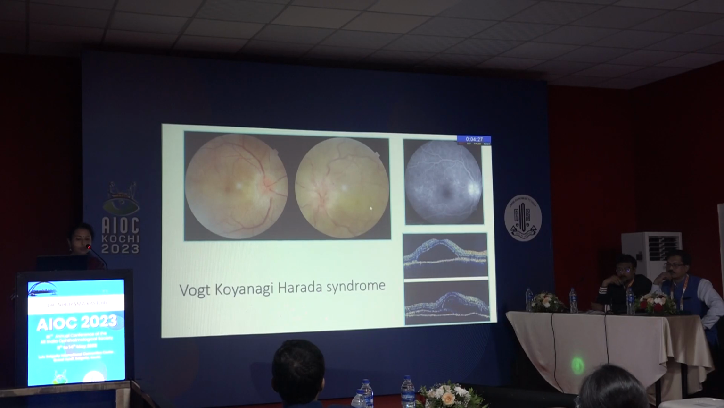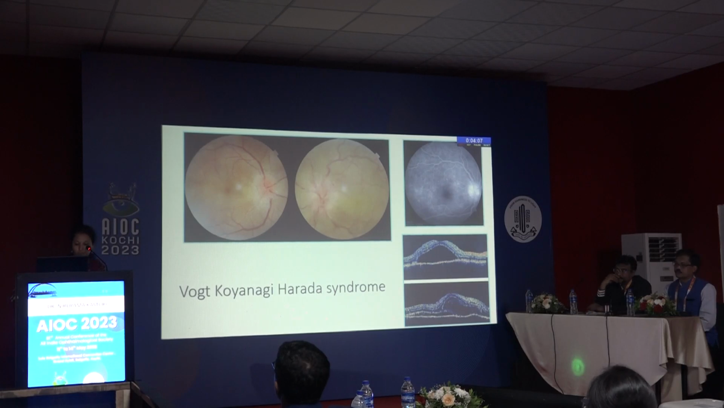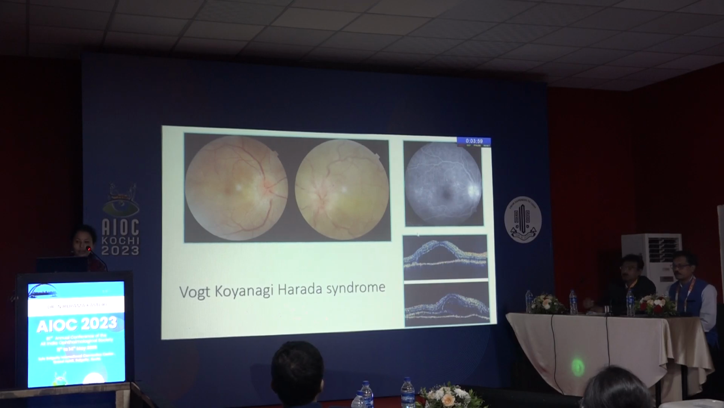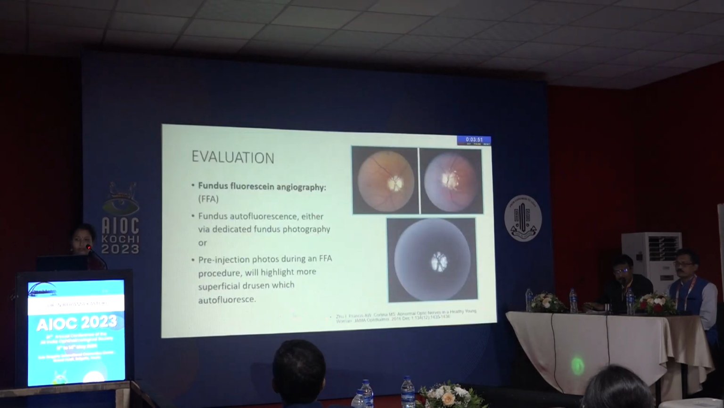So sometimes Vogt-Koyanagi-Harada syndrome can present with bilateral disc swelling. So it is important to dilate and look at the periphery of the fundus, because sometimes I have seen postgraduates writing the diagnosis as bilateral disc edema and diagnosing it as papilledema and referring to the physician for neuroimaging. But it is important to check for peripheral serous retinal detachments. And also when you do the fundus fluorescein angiography, you'll get the starry sky appearance. So that clinches the diagnosis of Vogt-Koyanagi-Harada syndrome.